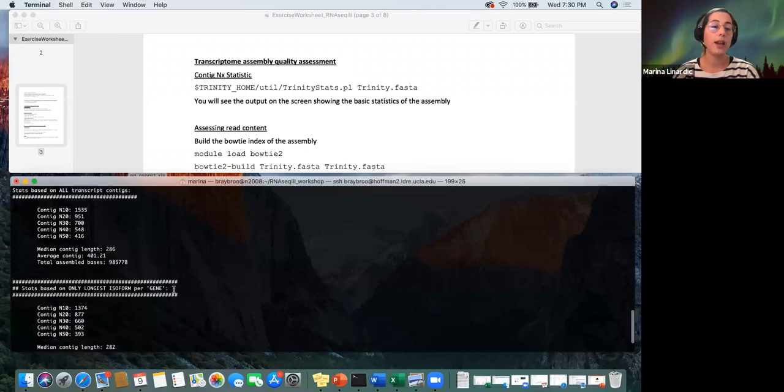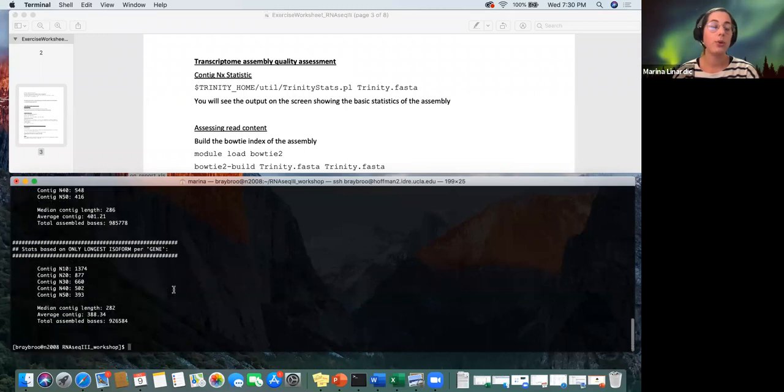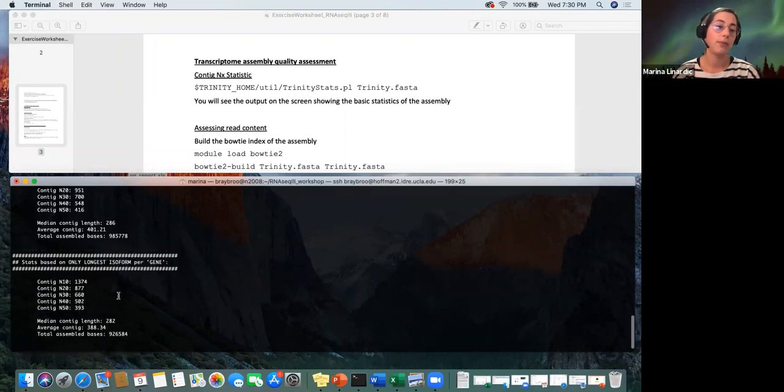But then when we go down, there's another portion right here that talks about only the longest isoform per gene. You can have isoforms of different lengths, of course, and this only takes into account the longest one. Again, the same statistics, and here you can see that the N50 is actually a little bit smaller than this one here.